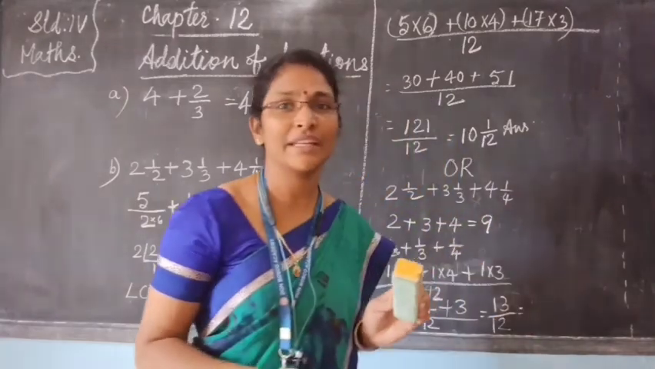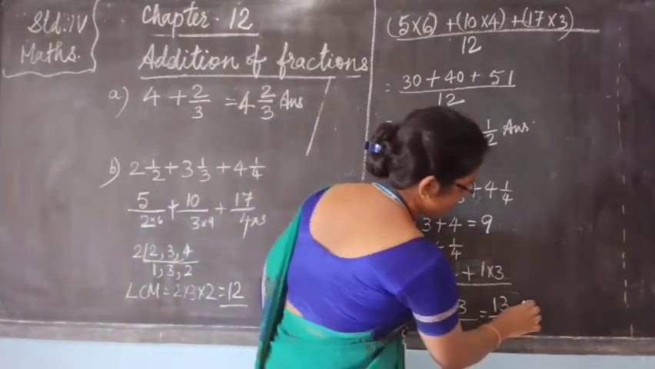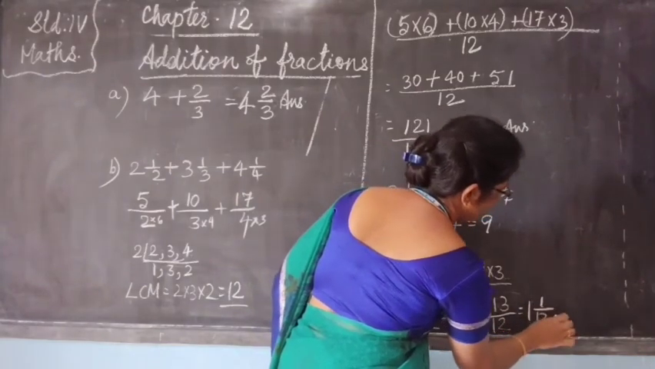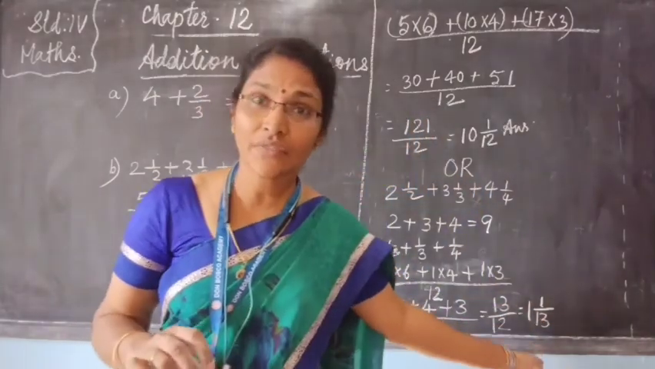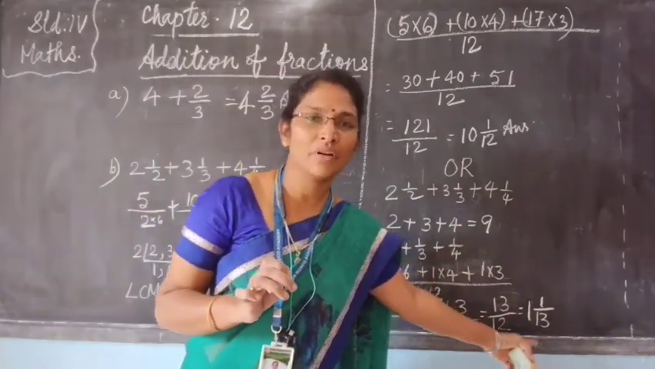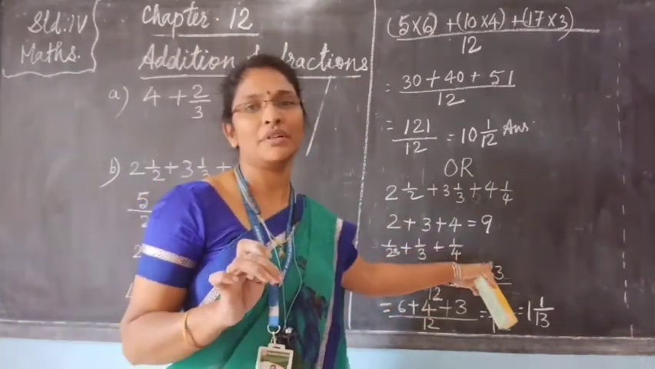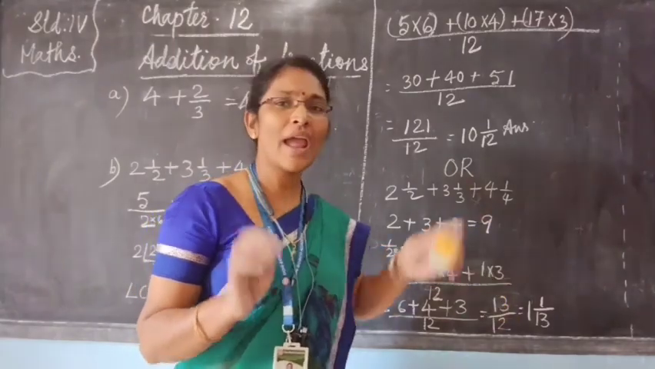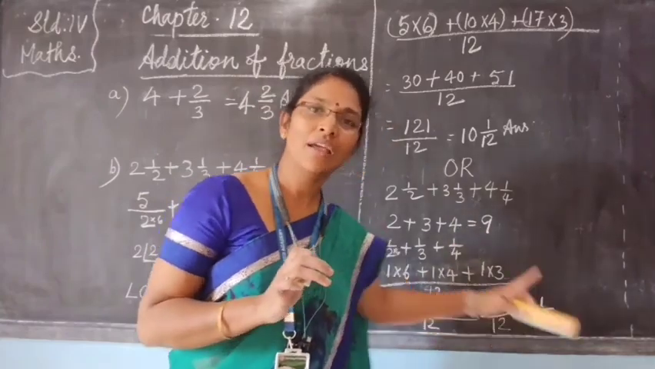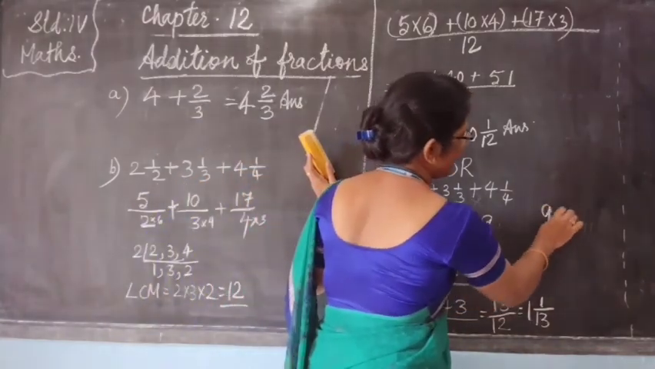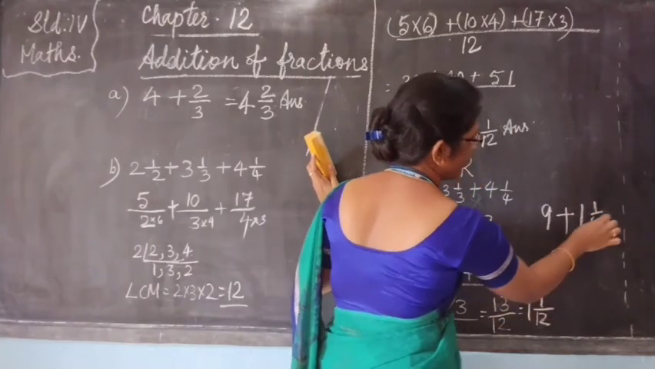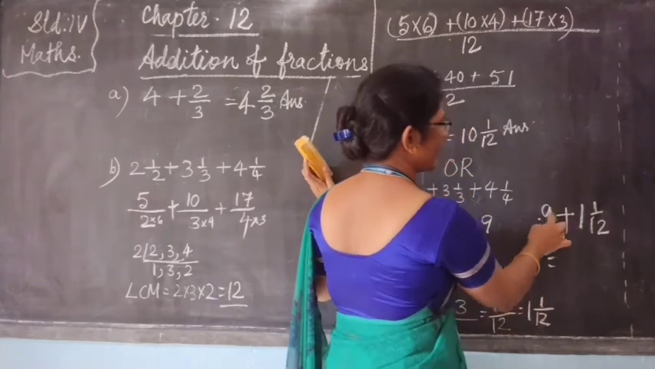13 by 12, when you make it into a mixed fraction, what happens? 1 twelve is 12 and 1 is remaining, so 1 1 by 12 will be the answer. And is it the final answer? No. This is the sum of fractional numbers, and this is the sum of whole numbers. What we have to do? We have to add the sum of whole numbers and the sum of fractional numbers. That is 9 plus 1 1 by 12.